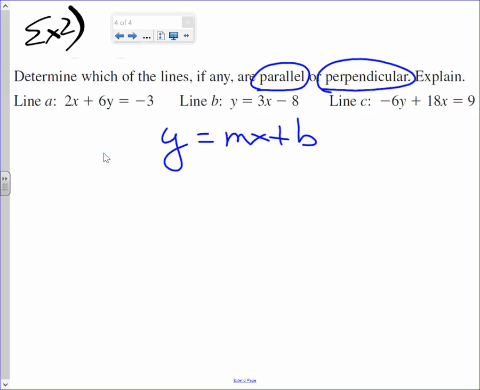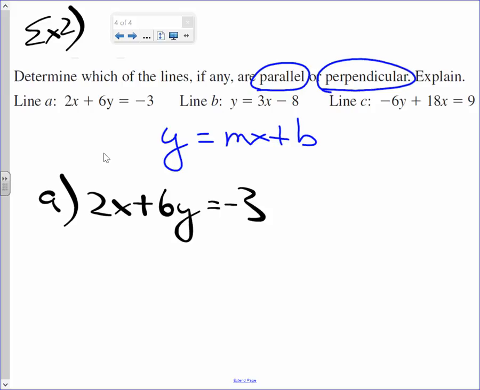Okay. So line A, here we go. 2x plus 6y equals negative 3. What should I do first, Mr. Gonzalez, to get y alone right here, do you think? How can we get rid of this 2x? Let's get rid of the 2x. Take it to the other side. What can I do with the 2x to get rid of it?